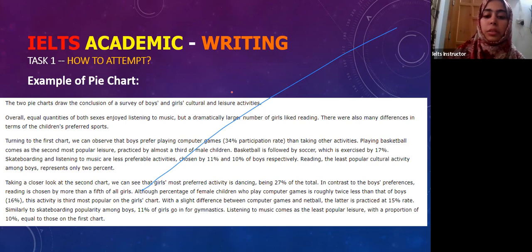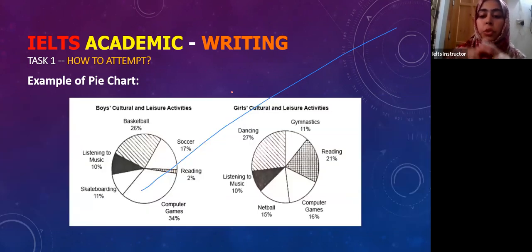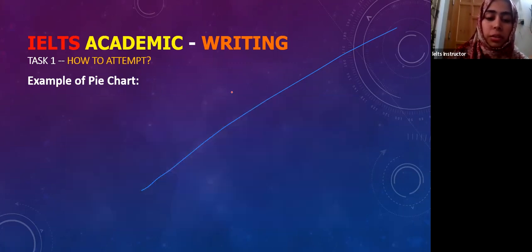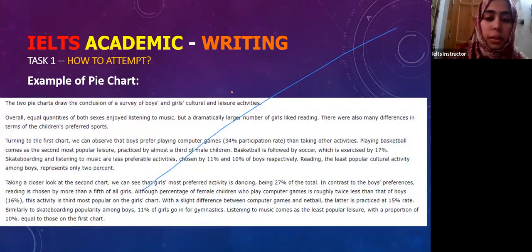ओके अब आप देख सकते हो कि सारी स्पोर्ट्स सेम नहीं हैं. All right. For example, in boys, the sports are basketball, soccer, skateboarding, and that's all. Whereas in girls, it's dancing, gymnastics, netball. So the sports in both the cases are not the same. तो इसको भी आप एक चीज consider कर सकते हो. Okay. Whatever you understand from the information provided.